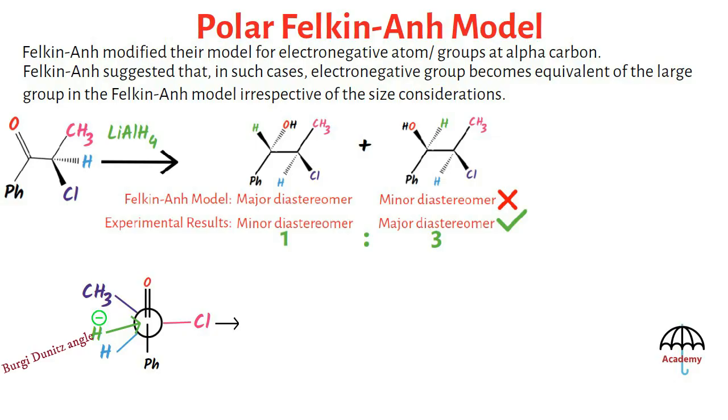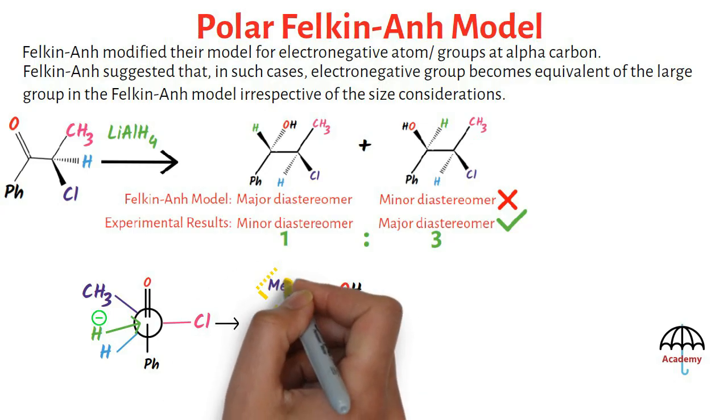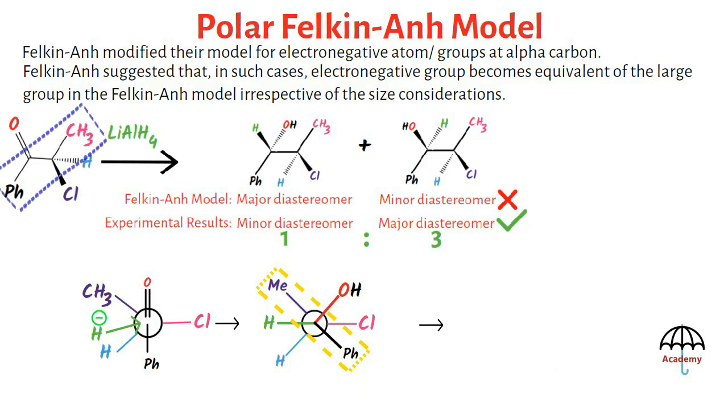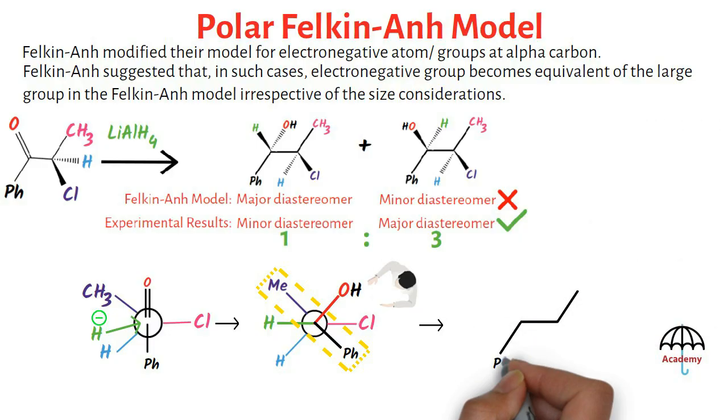After the attack, groups on back carbon remain unchanged. When hydride comes from this side, after protonation hydroxyl reaches here, and phenyl reaches here. Methyl and phenyl are opposite to each other, just like they are given in the reactant molecule. Next step is conversion of this Newman projection into flying wedge projection. In the reactant, chlorine is on wedges, therefore we will observe the conformation from the side of chlorine. The main carbon chain appears like this, with methyl and phenyl anti to each other, just like they are given in the reactant molecule.